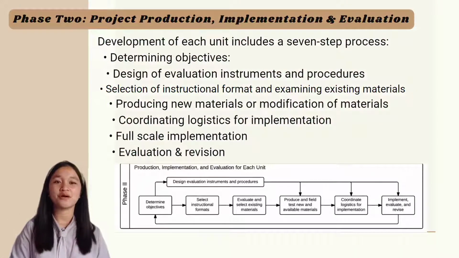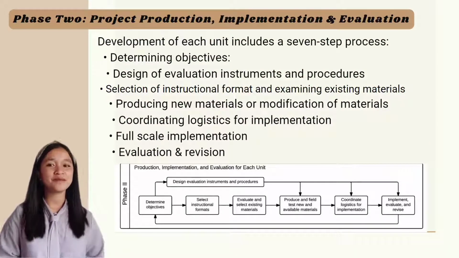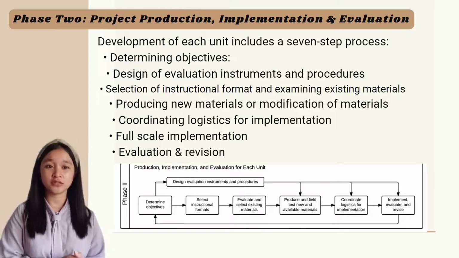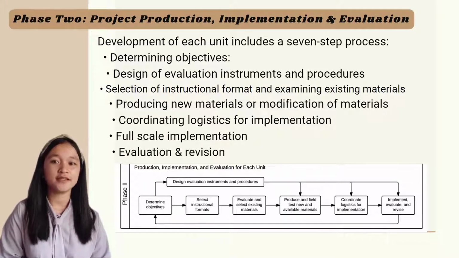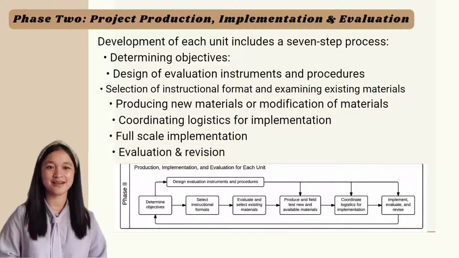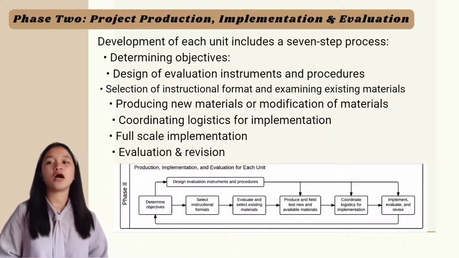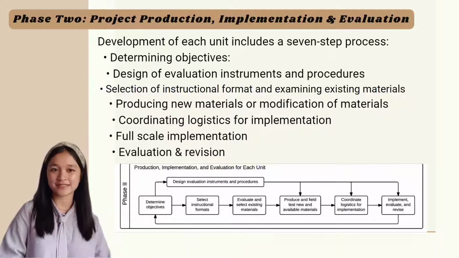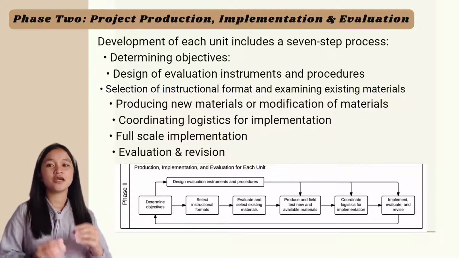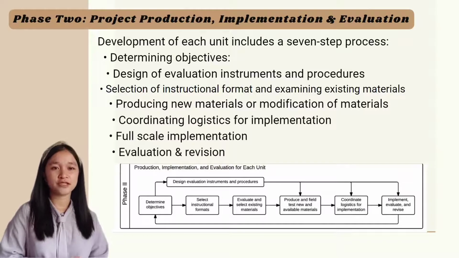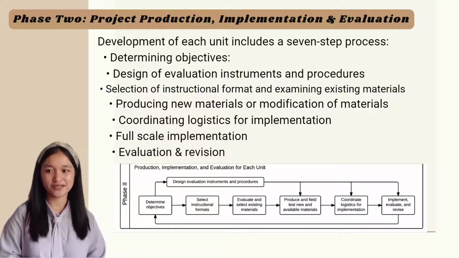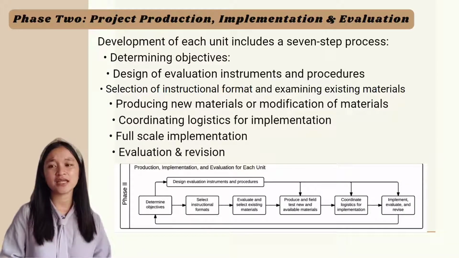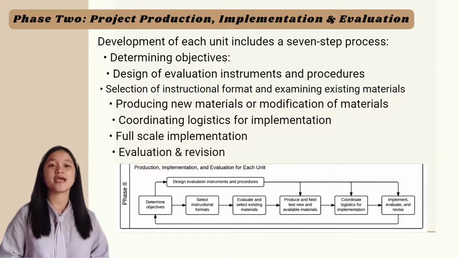Phase 2 is what we call the project production, implementation, and evaluation. Since it's a systematic design model, of course, it is already evident that it undergoes a process, right? So in phase 2, development of each unit includes a 7-step process. The first step is determining its objectives. The second, after you determine, is design and evaluation instruments and procedures.